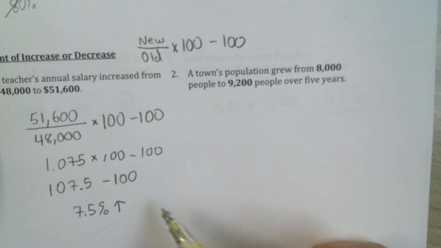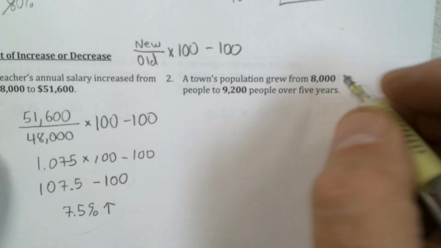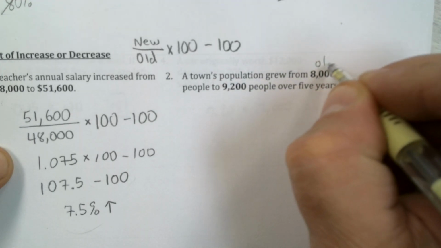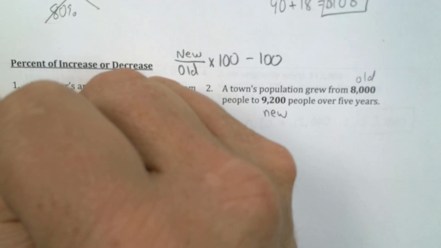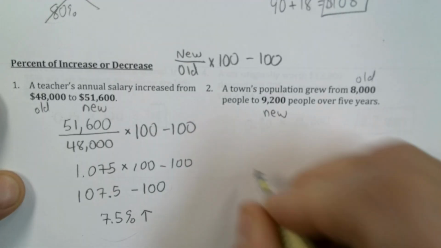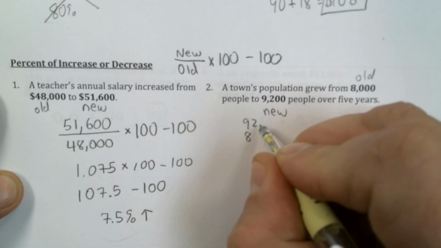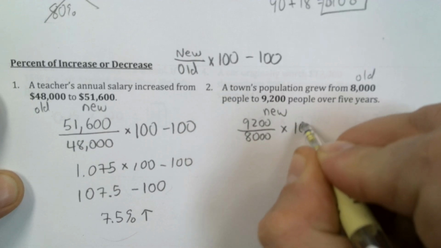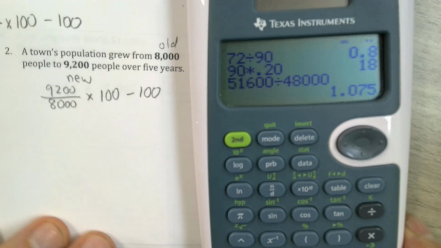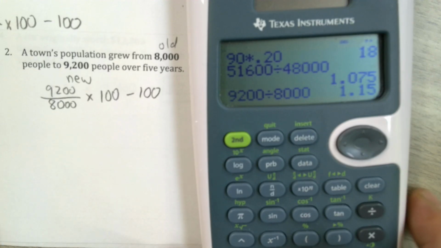All right, let's take a look at another example. Here, a population grew from 8,000 to 9,200. So this is the old, and this is the new. I probably should have done the same thing here. This was the old salary. This is the new salary. So you're going to do the same thing. It is going to be 9,200 divided by 8,000 times 100 minus 100. So we'll go ahead and do the math on that. So 9,200 divided by 8,000 gives you 1.15.